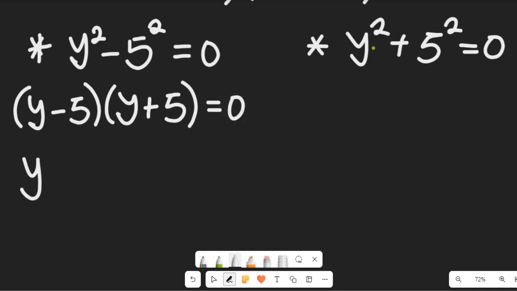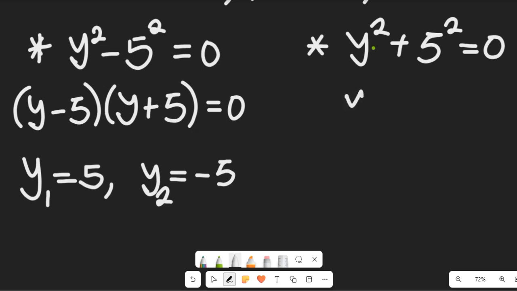Our y will be equal to 5 in the first expression because we'll have y minus 5 equal to 0, and in the second expression, our y will be equal to negative 5. So the two solutions to this are y1 equal to 5 and y2 equal to negative 5. What about this other solution? This is not a difference of two squares, so this becomes y squared plus 25 equal to 0, because 5 squared is 25.